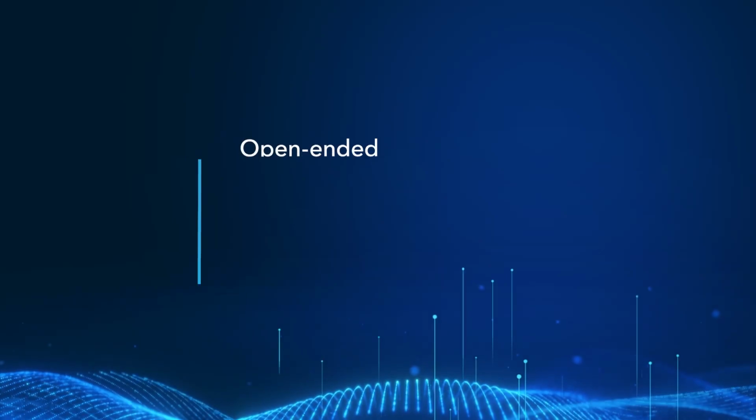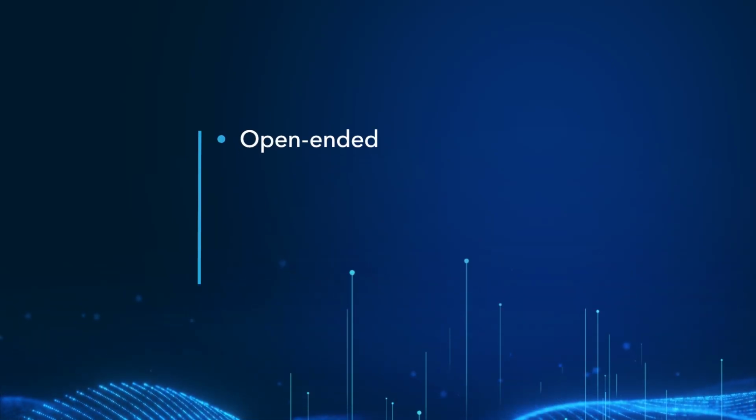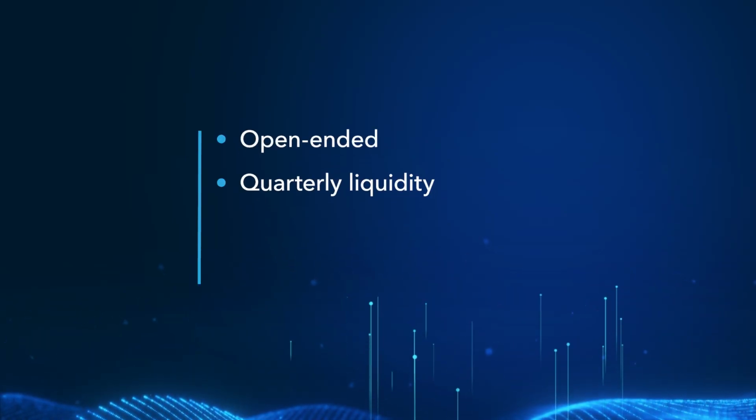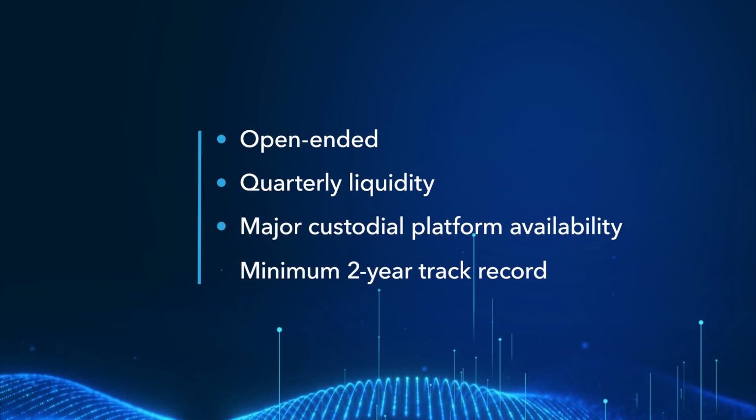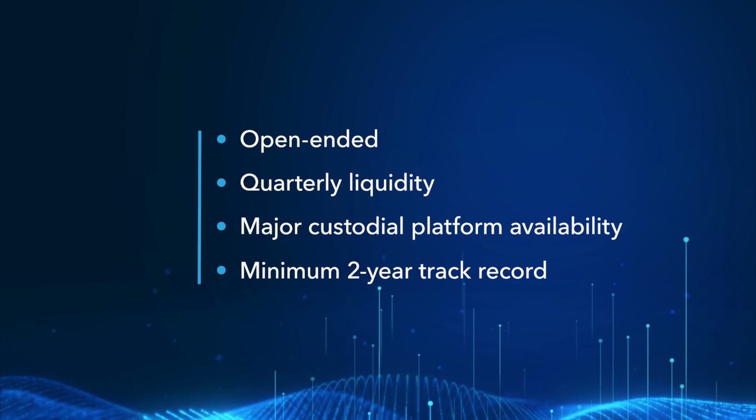In the construction of these models, I like to say it's a little bit art and science. The art kind of coming in at the first step, which is determining the applicable universe, right? So you mentioned there are hundreds of different managers out there, thousands of different funds. It can be very complex and complicated. So really what we're looking for are open-ended funds that give investors quarterly liquidity, funds that are available on all major custodial platforms, and then finally, funds that have 2 years of a track record so that we can analyze how they've performed.